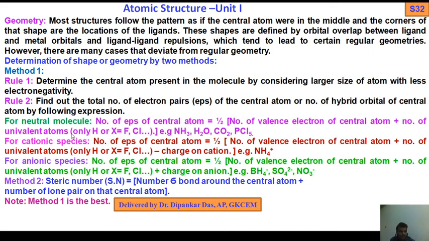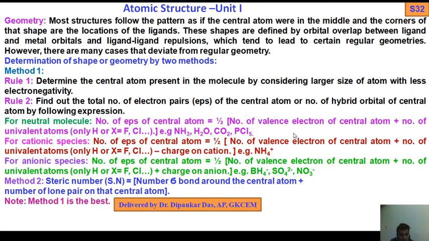For a neutral molecule, the number of EPs of the central atom equals half within the third bracket: the number of valence electrons of the central atom plus the number of univalent atoms. What will be the univalent atoms? Only hydrogen and halogen. X means halogen. As examples, NH3, water, carbon dioxide, PCl. These are neutral molecules. There is no plus and no minus, so these are not cationic or anionic species. This is the neutral molecule.